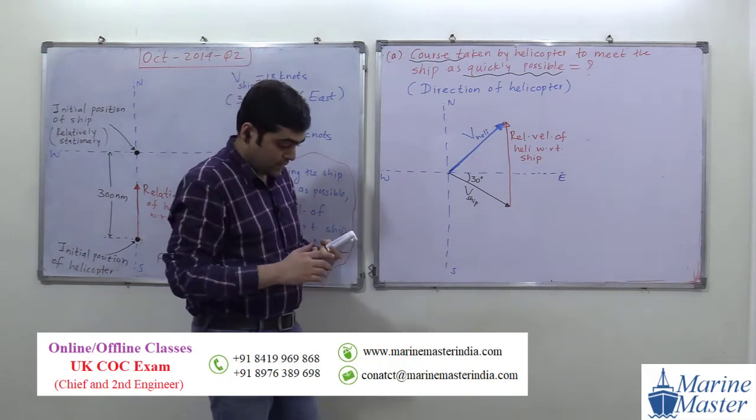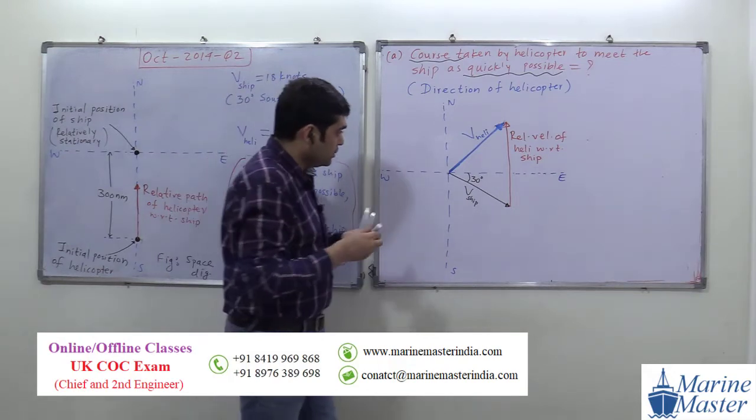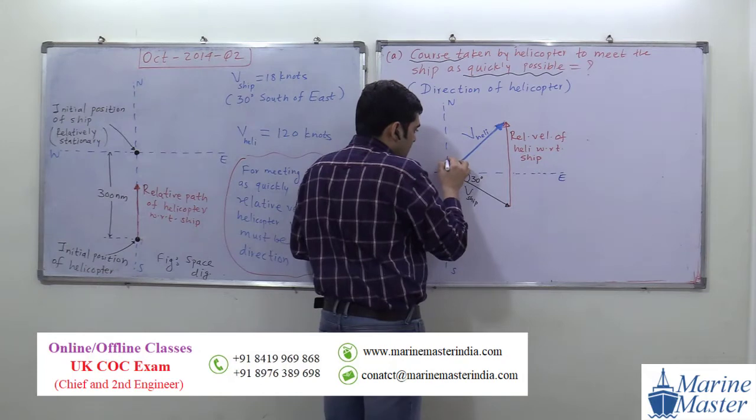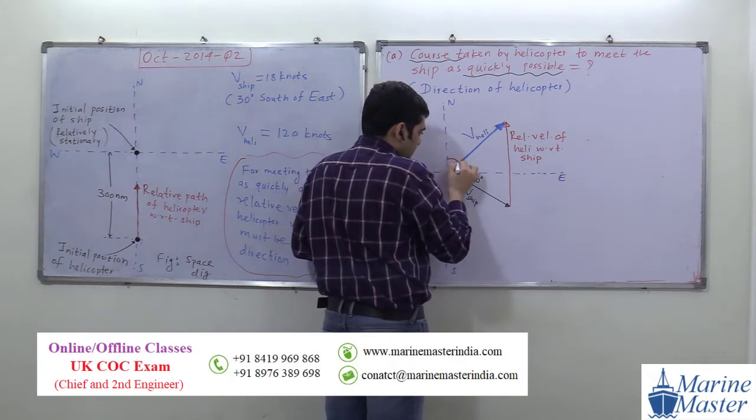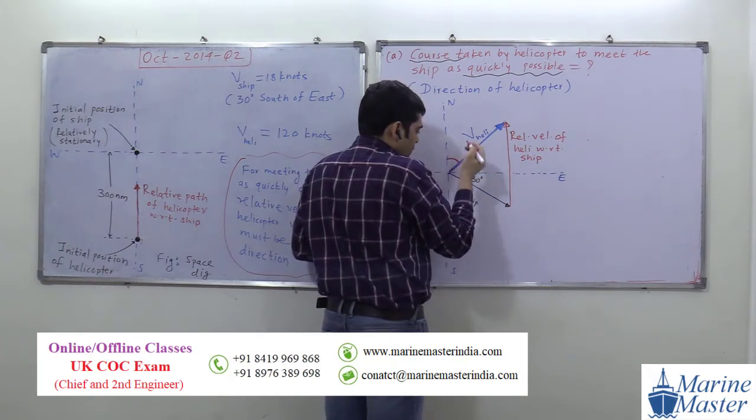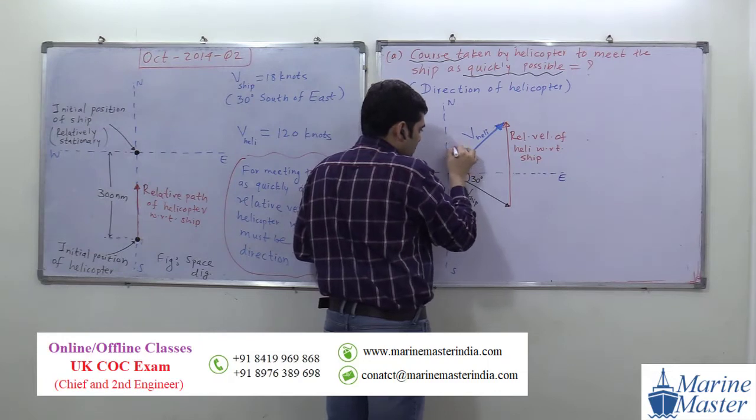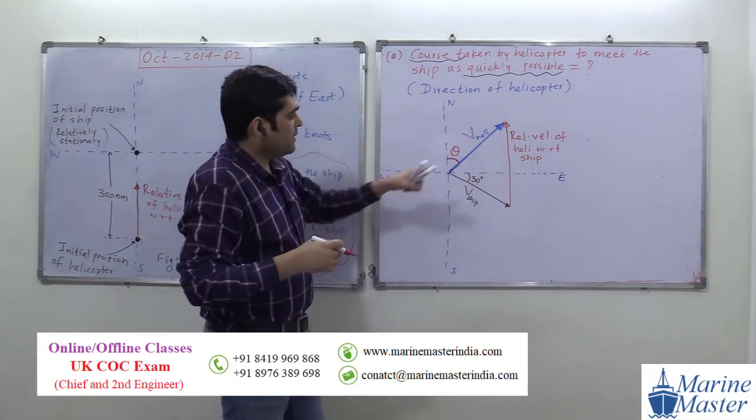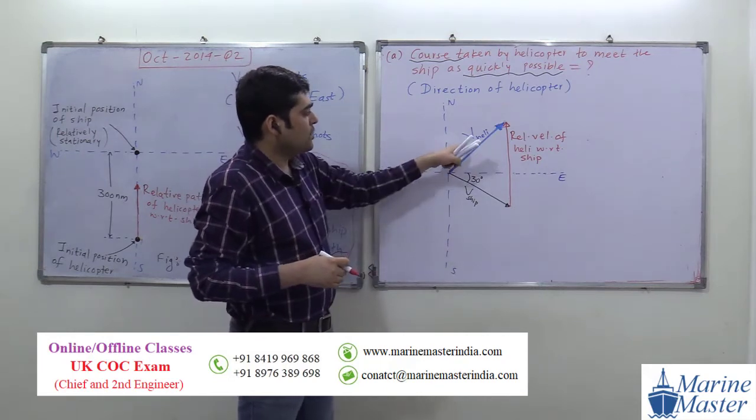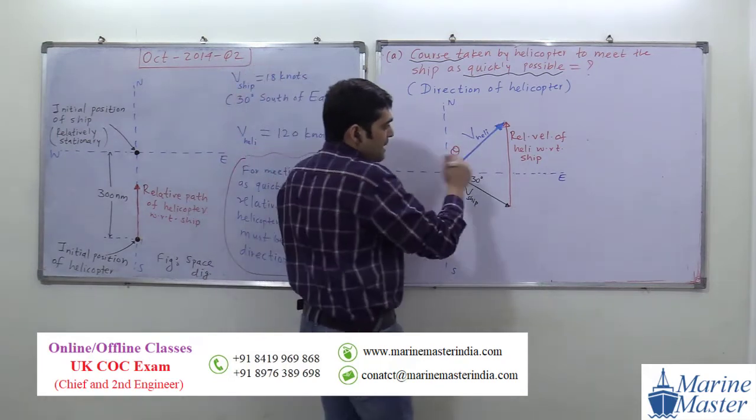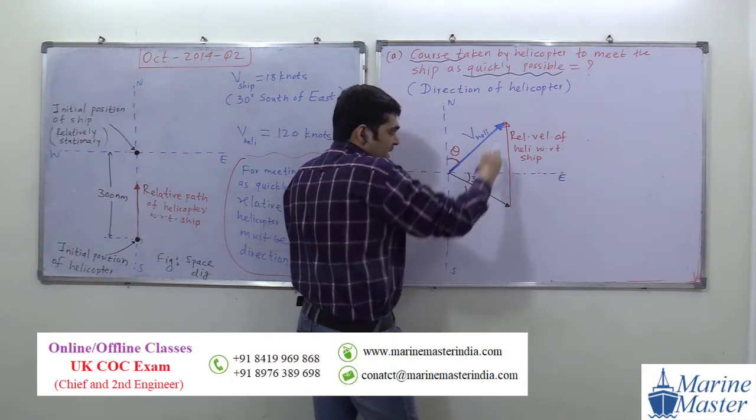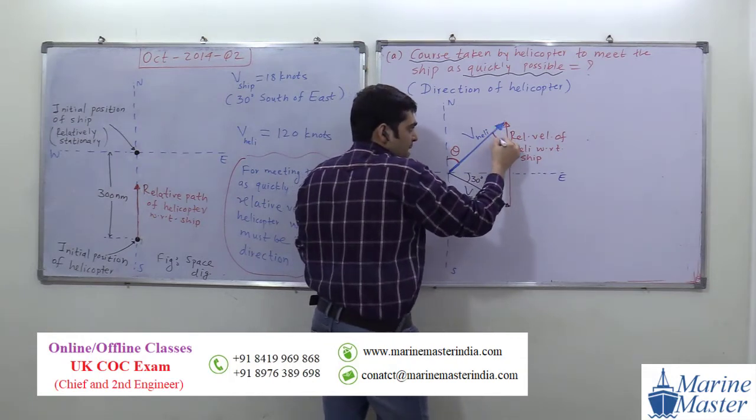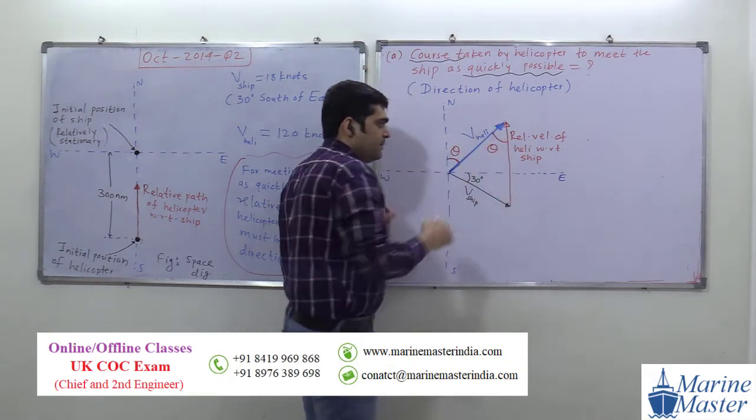Now we need direction, guys. For direction, what are we going to do? We are going to assume this angle as theta. If this angle is theta, then, since this is a vertical line and this is also a vertical line, this angle will by default also become theta.